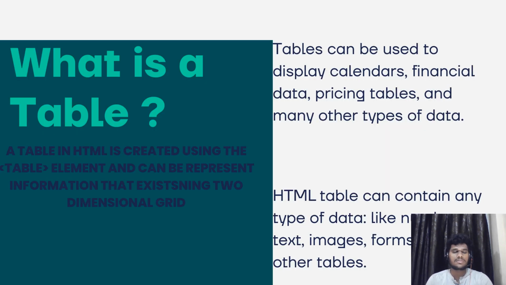Let's get to know what a table is. A table in HTML is created using the table element, and it can represent information in a two-dimensional grid. Tables can be used to display calendars, financial data, pricing tables, and many other types of data. An HTML table can contain any type of data like text, images, forms, and other tables.